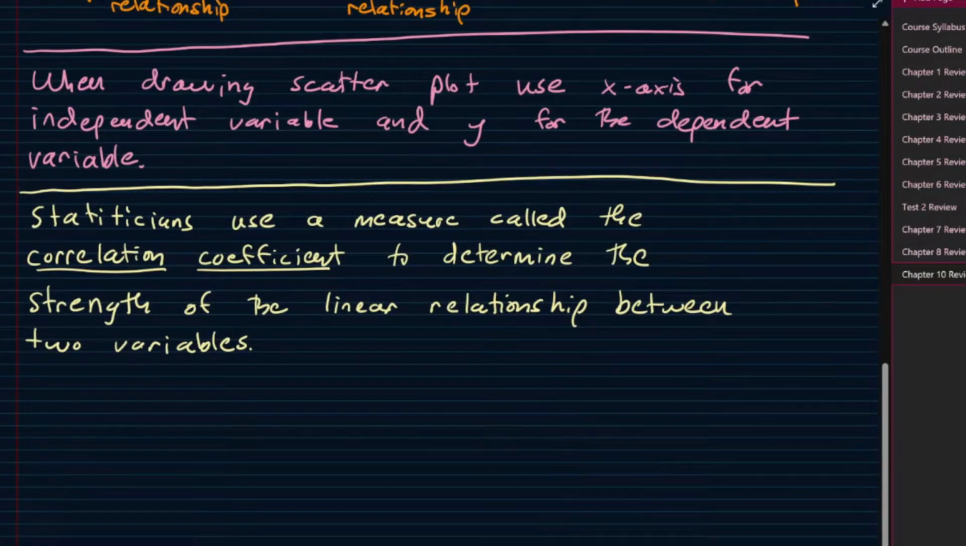And the symbol for the population correlation coefficient is the Greek letter rho. I know it looks like a P. You could call it P, that's fine. But technically, it's called the symbol rho. And this refers to the population correlation coefficient.